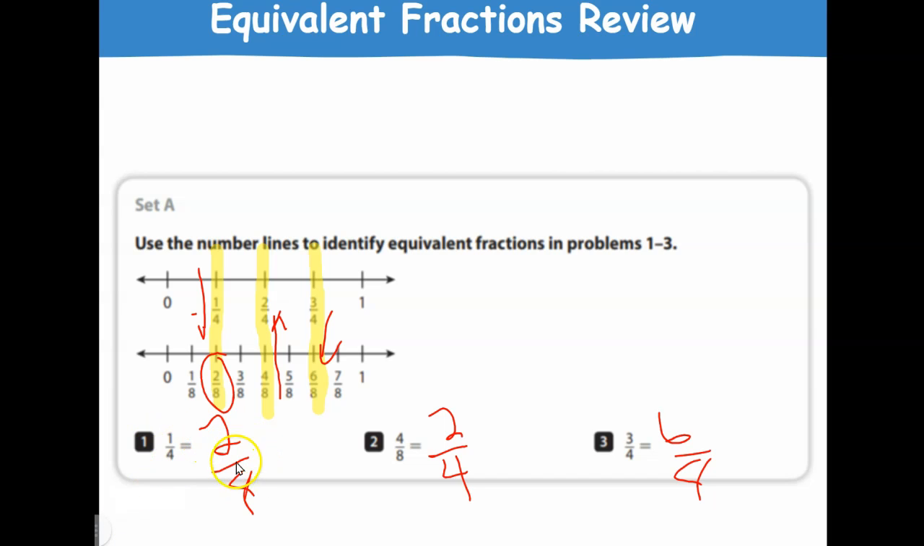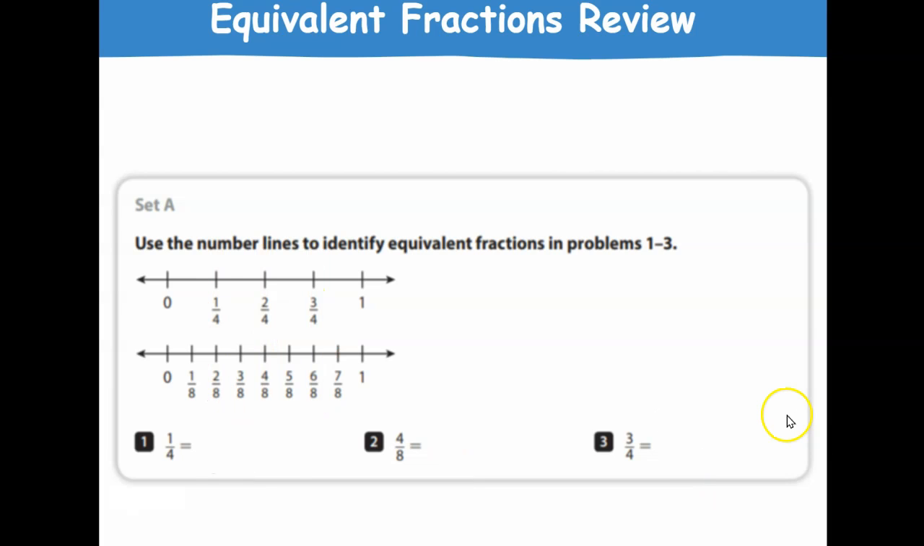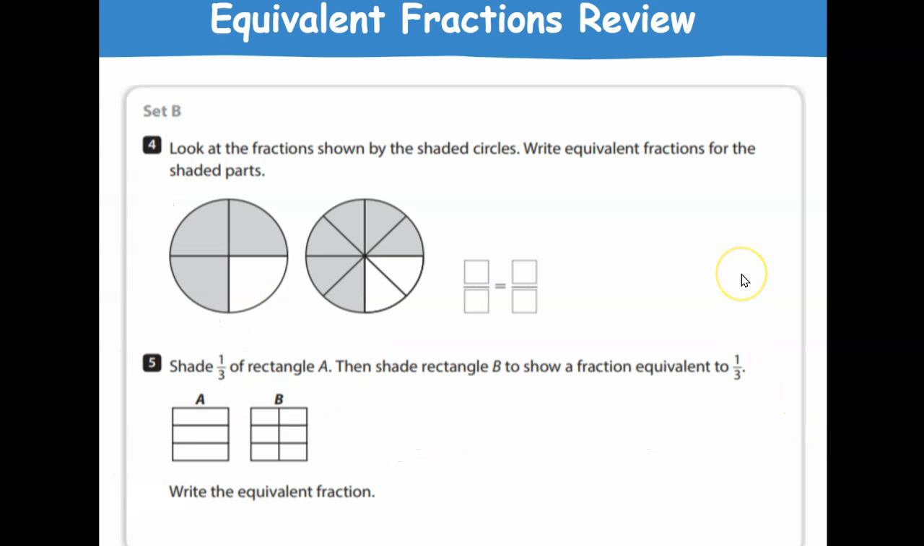All right, so 1/4 is equal to 2/8. 4/8 is equal to 2/4, and then number 3, 3/4 is equal to 6/8. Okie dokie. All right, let's look at the set right here. Number 4 says, look at the fractions shown by the shaded circles. Write equivalent fractions for the shaded parts.